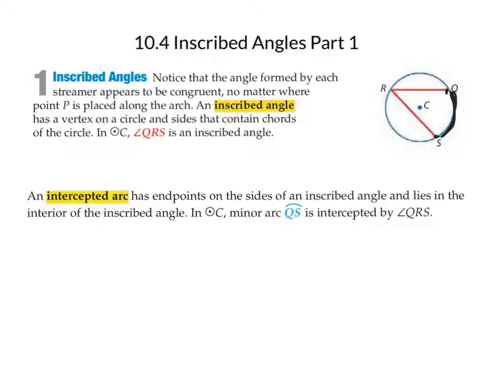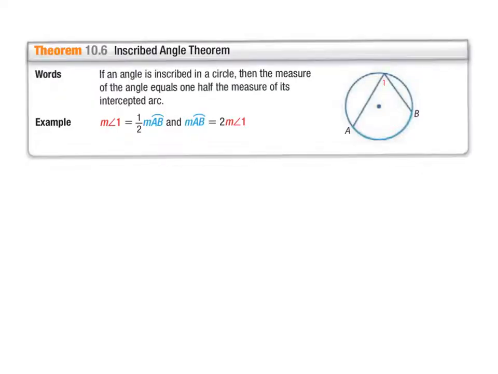We have two theorems today that have to do with inscribed angles and intercepted arcs. Take a look at this first theorem. Theorem 10.6, the inscribed angle theorem. This theorem here says that the measure of angle 1 is going to be half of the measure of arc AB. So for example, if the measure of arc AB was 80 degrees, then the measure of angle 1 would be 40 degrees. It's always going to be half of the intercepted arc.